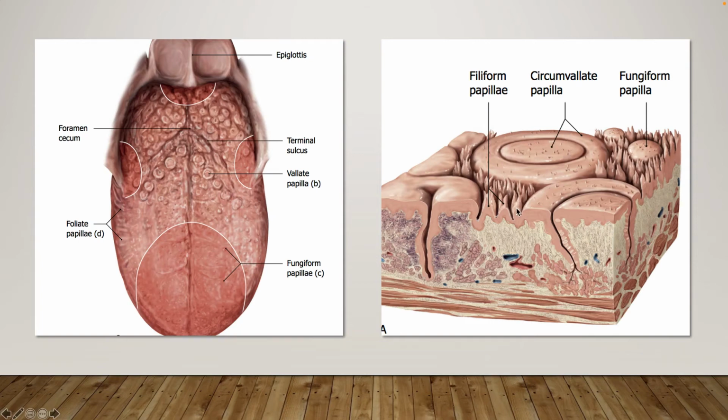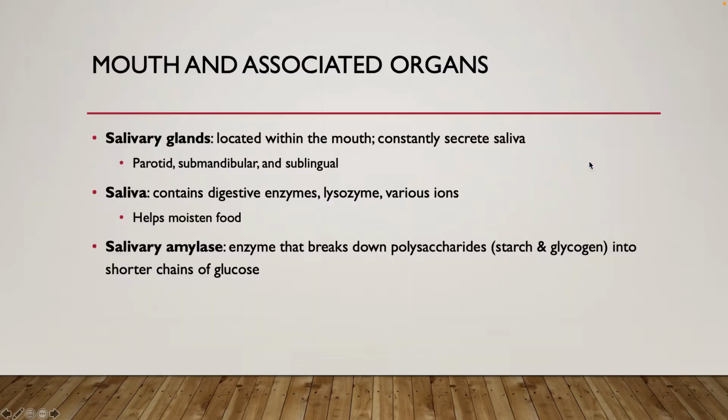And these filiform papillae are the ones that do not contain any taste buds. They're thought to help keep food on the tongue and provide some more friction, but they don't actually contain any taste buds like our other ones do.